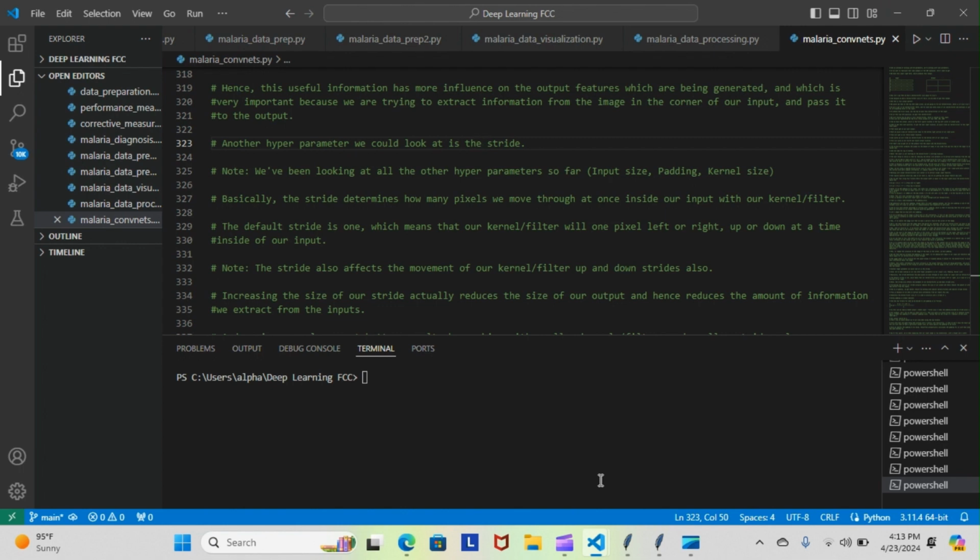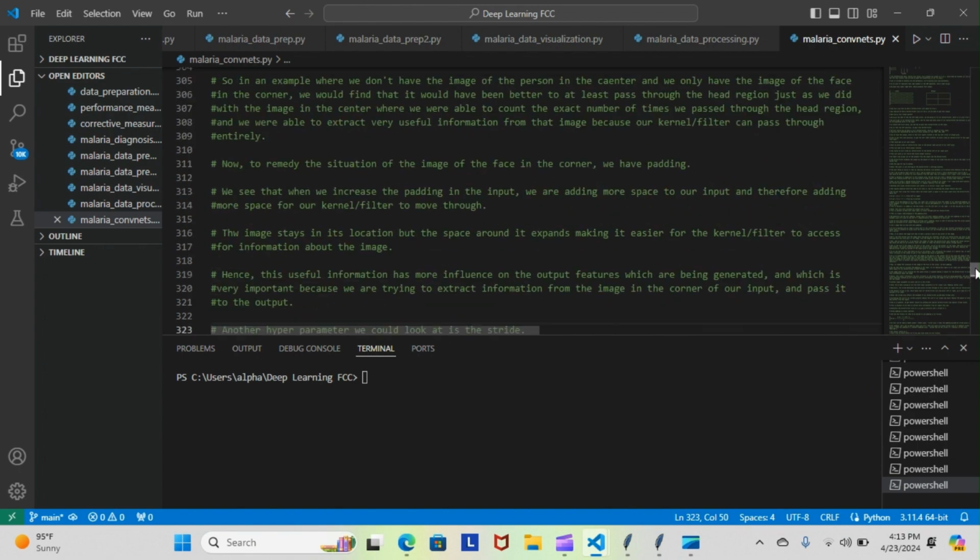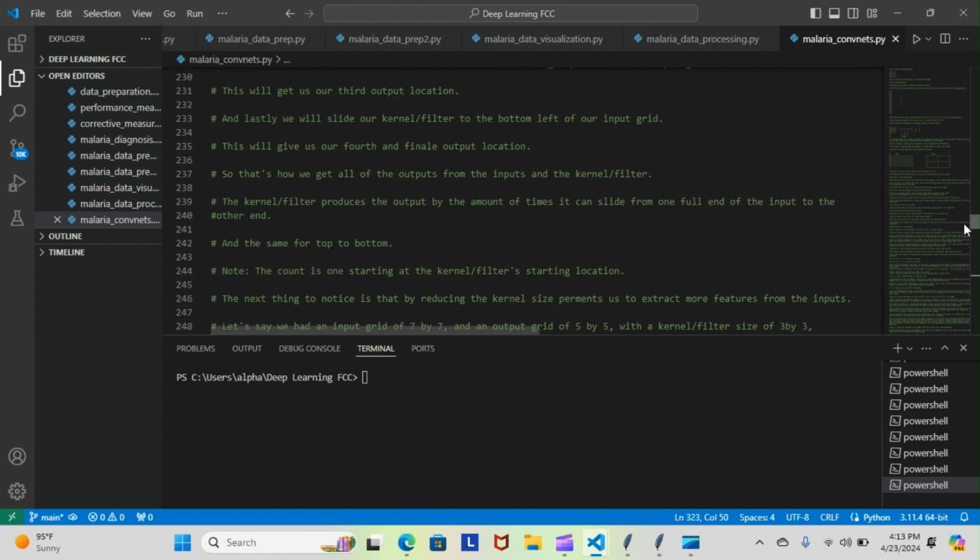So another hyperparameter we could look at is the stride. Note, we've been looking at all the other hyperparameters so far, which include the input size, padding, and the kernel size. Basically, the stride determines how many pixels we move through at once inside our input with our kernel or filter. Let me go up and show you a better visualization.